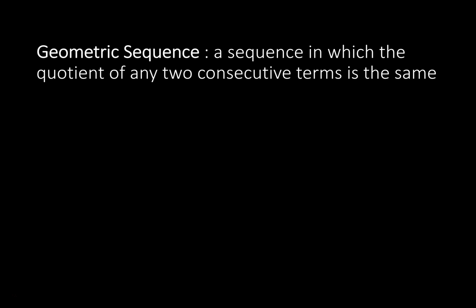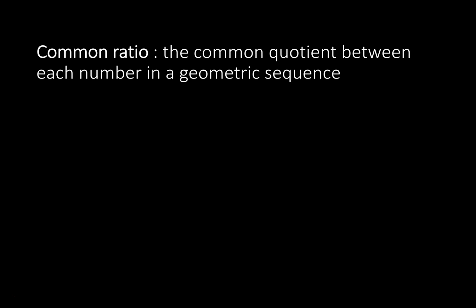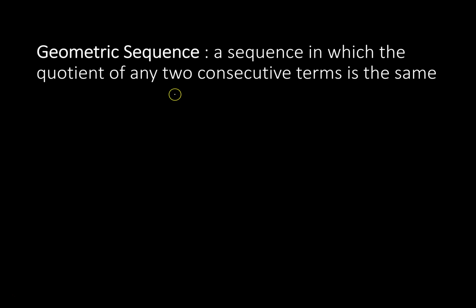A geometric sequence, so this is the other half of our lesson today, is a sequence in which the quotient, remember quotient implies multiplication or division, of any two consecutive terms is the same. So you'd have like 2, 4, 8, 16. You multiply times 2. You multiply times 2. Multiply times 2. And you could keep on going.